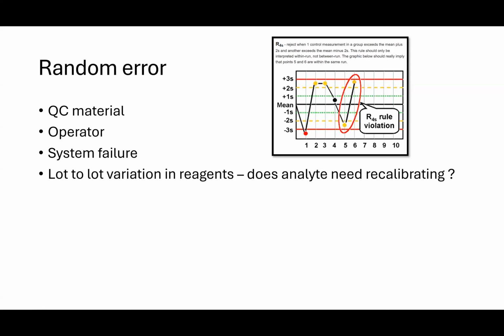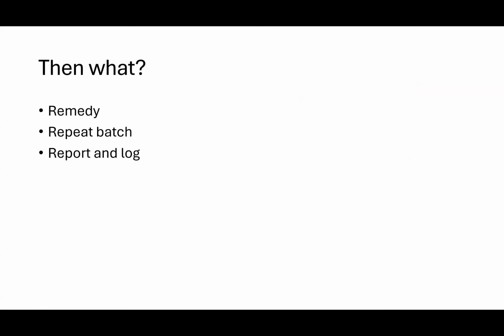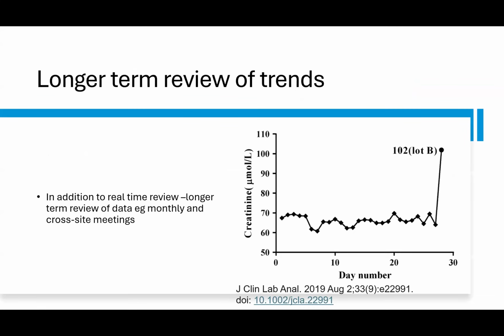So then what do you do? You've found your error, you've remedied the error, you need to repeat the batch, you need to report it on your lab system, and you need to log it. Maybe you might need to amend results, and you need to contact the clinicians that are affected by this problem if you've released results whilst the QC was out. That's on a day-to-day basis, but on top of that, you should be doing a longer-term review of the trends.